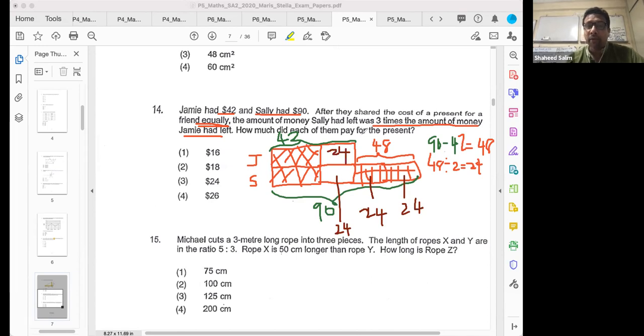So you want to find out how much each pays for the present. You can take 42 minus 24. 42 minus 24 is how much? I'm doing it mentally, my mind is a little bit slow today. What about Farish? Do you know the answer? 6, 12, 18. $18. Okay, that's the answer. $18.